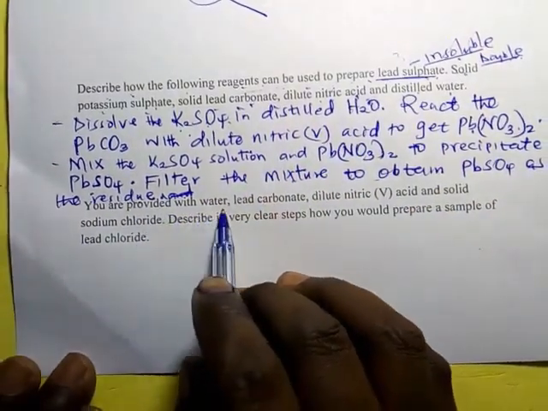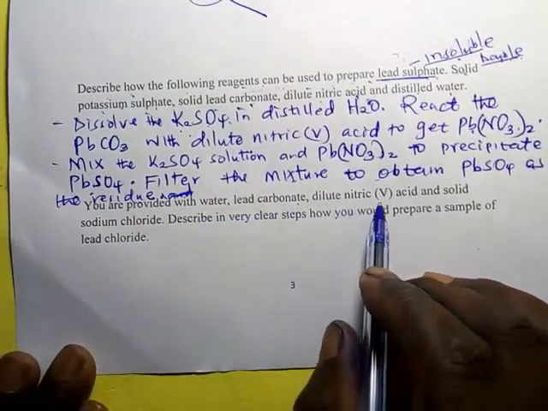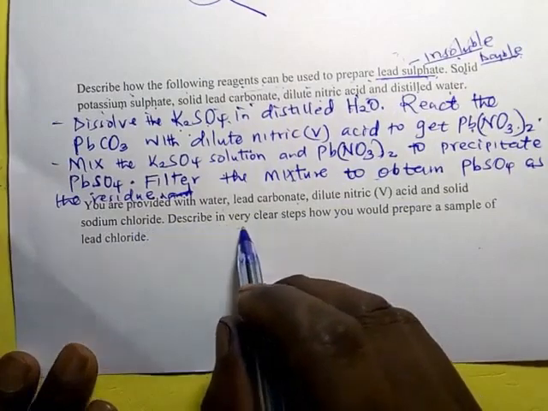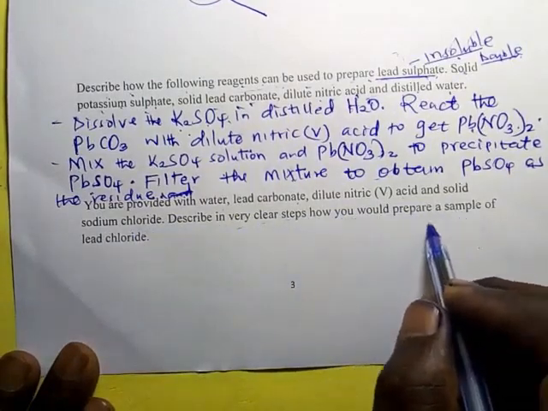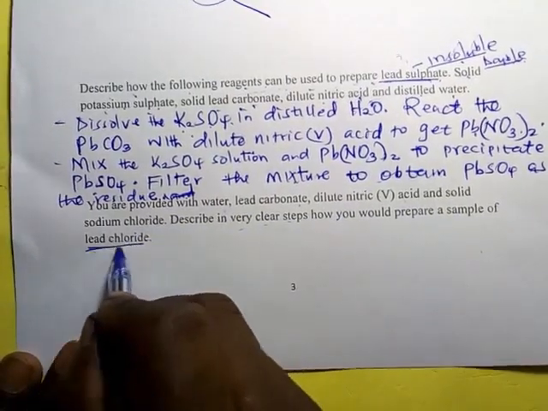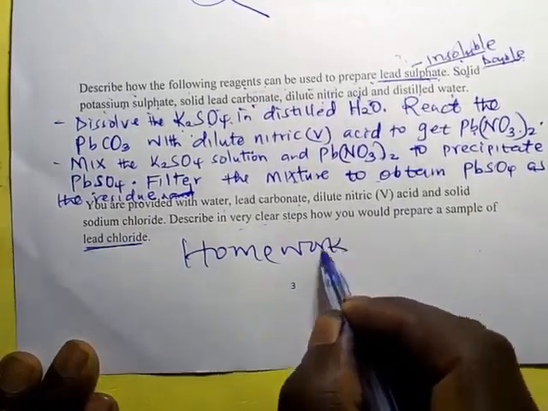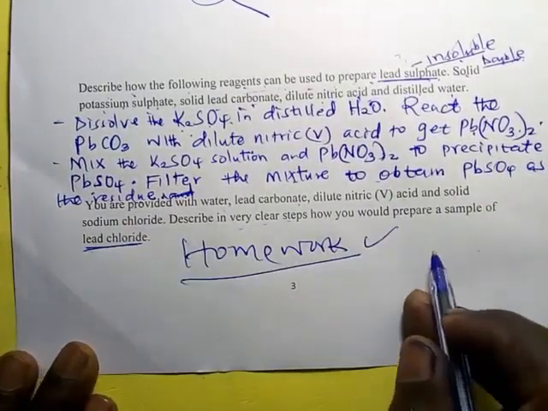You are provided with water, lead carbonate, dilute nitric acid, and solid sodium chloride. Describe a very clear step by step on how to prepare lead chloride. Homework. Do it, and I will mark for you.